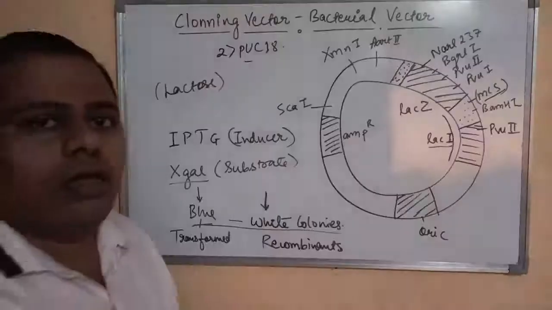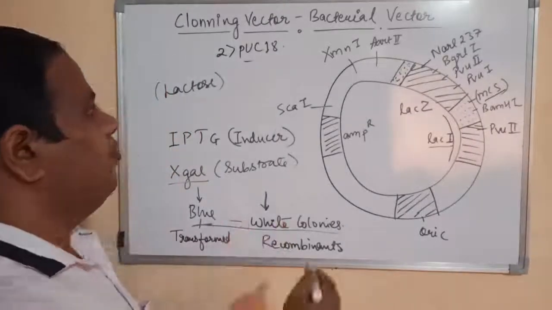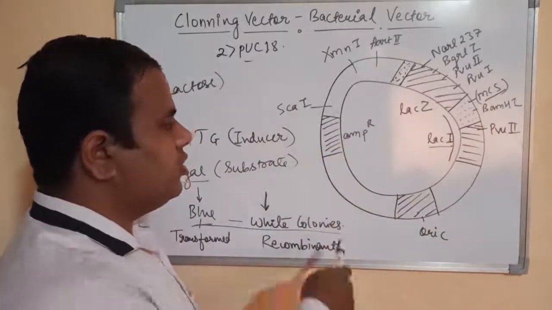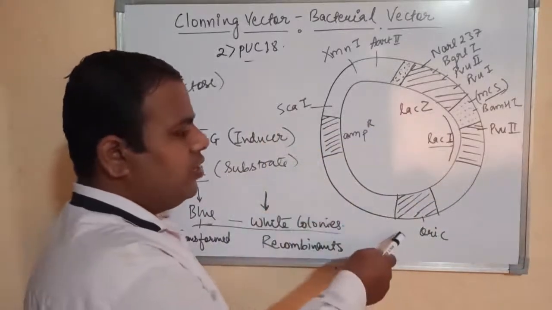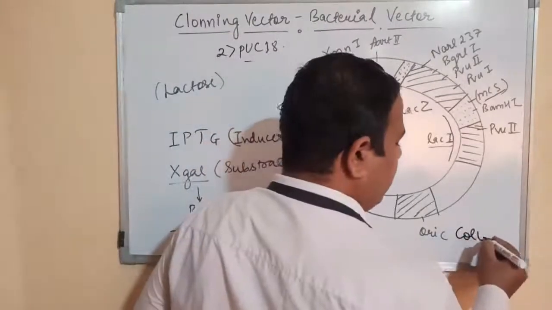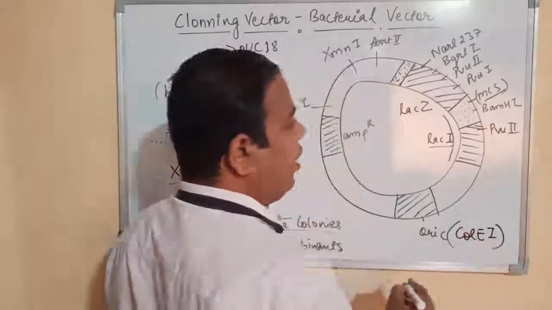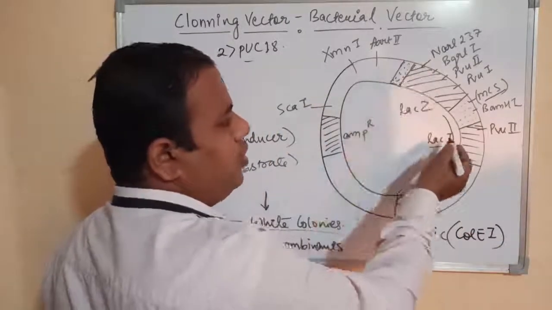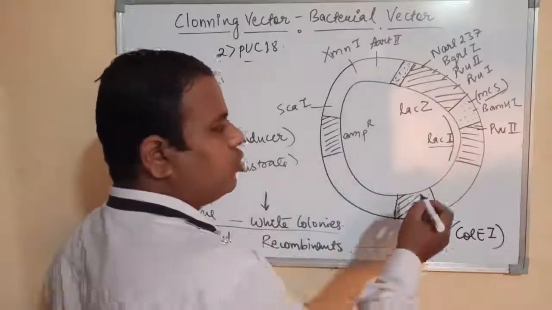So now let's see the structure of the pUC18 plasmid. You can see the structure of the pUC18 plasmid here. There is a presence of the ampicillin resistance gene. There is a presence of the ORIC site, that is from the ColE1 replication system of E. coli. There is a presence of the LacZ gene along with its operator and promoter, and there is a presence of the LacI gene that codes for the Lac repressor.